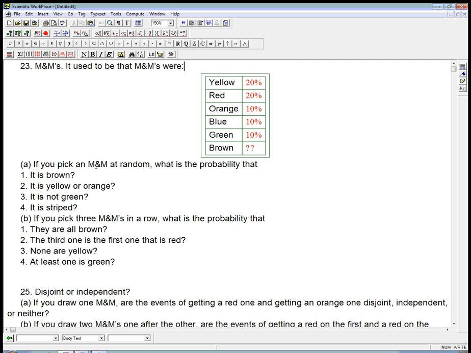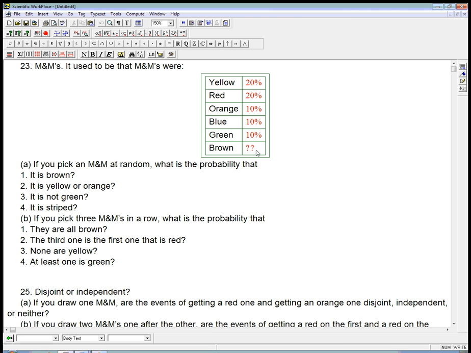And the first thing to ask, a good question to ask first: if you pick one M&M at random, what are various probabilities? What's the probability that it's brown, yellow or orange, green, or striped? Striped, interesting. It's not my question, it's the book's question. So what's the probability that it's brown? Well, unfortunately, that's exactly the information they didn't give us. But we can use some of the basic ideas of probability, or just really common sense.